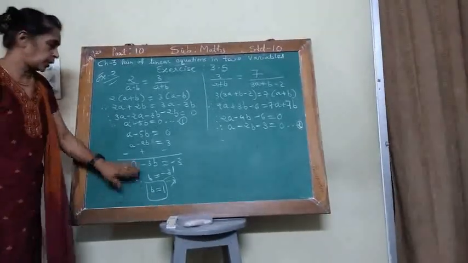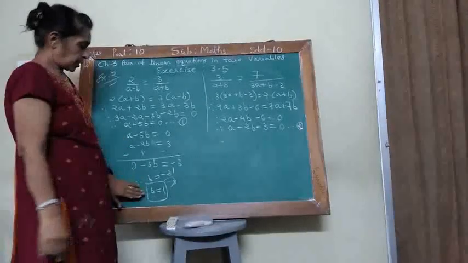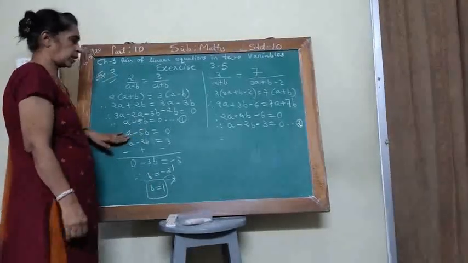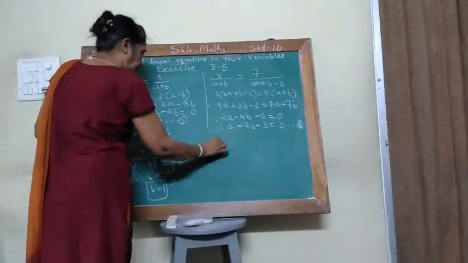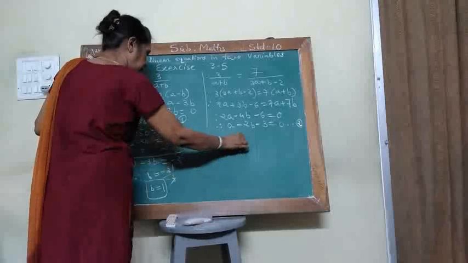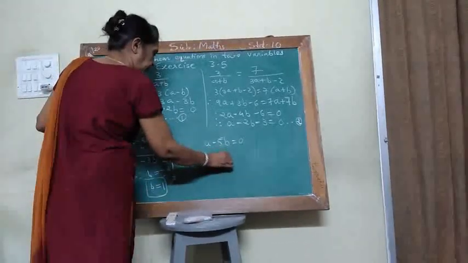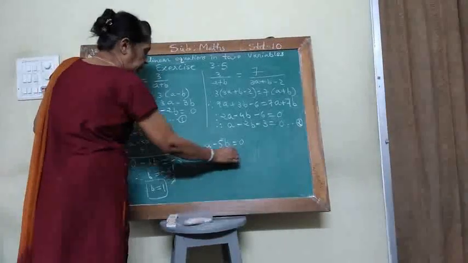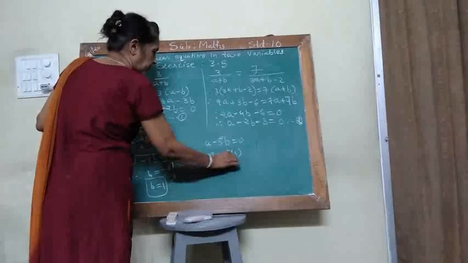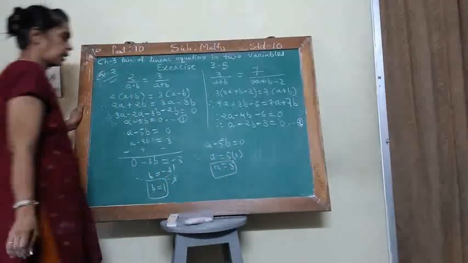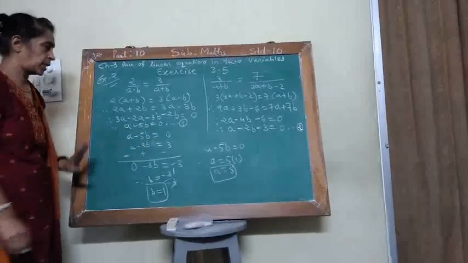Now substituting this value in equation 1, that you have to write. Substituting B equal to 1 in equation 1, we get a minus 5b is equal to 0. Therefore, a equal to plus 5b. And what is the value of b? 1. So, a equal to 5. Clear? So, we have found the value of a is 5 and b is 1.